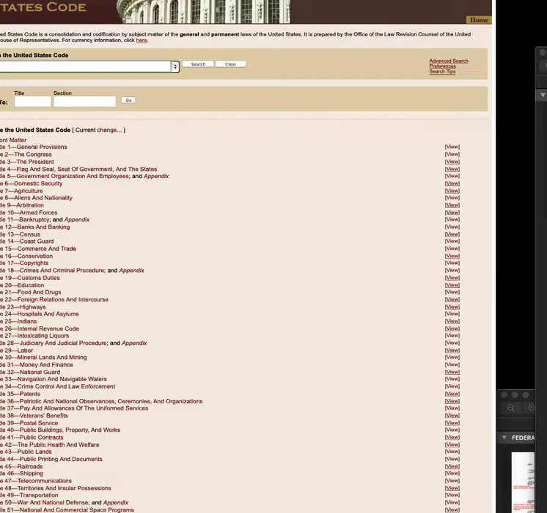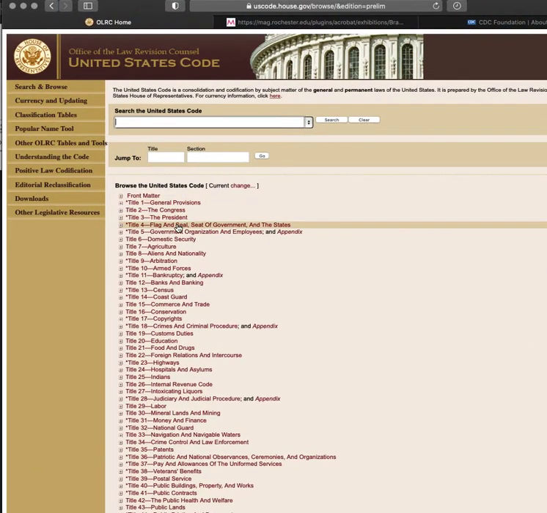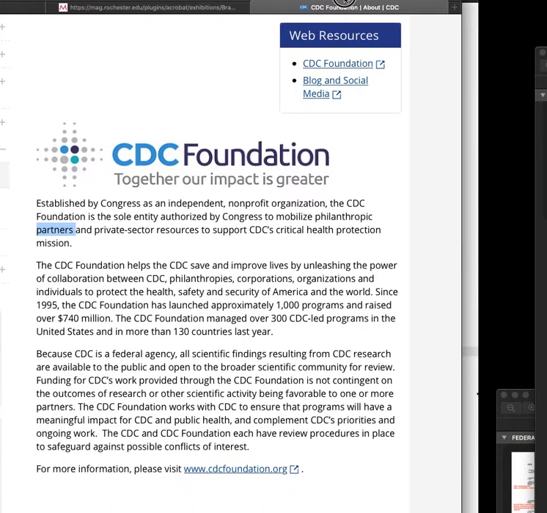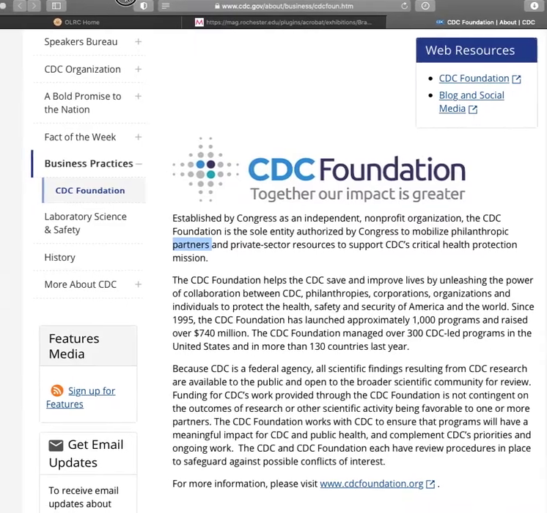And if you go through the OLRC and search Rockefeller's name, you'll find all kinds of interesting stuff. And private sector resources to support CDC's critical health protection mission. Philanthropies, corporations, using the federal government basically to push an agenda. Okay?